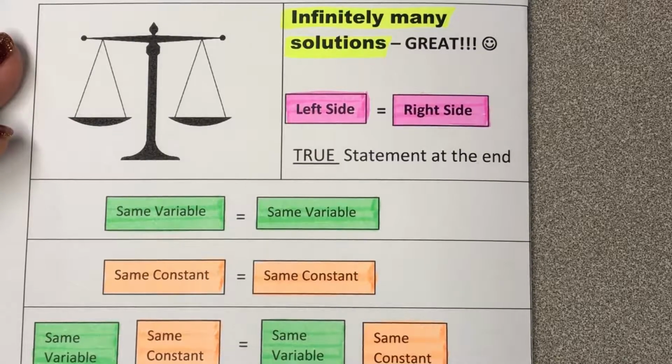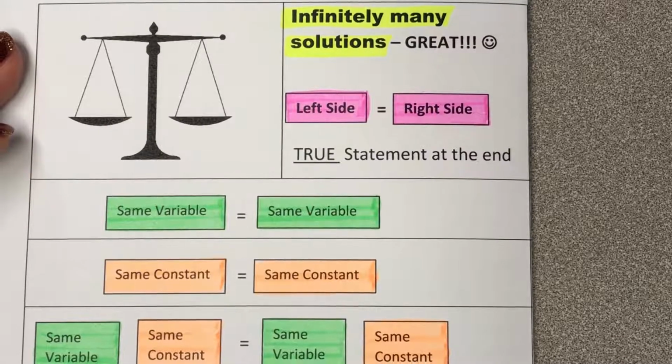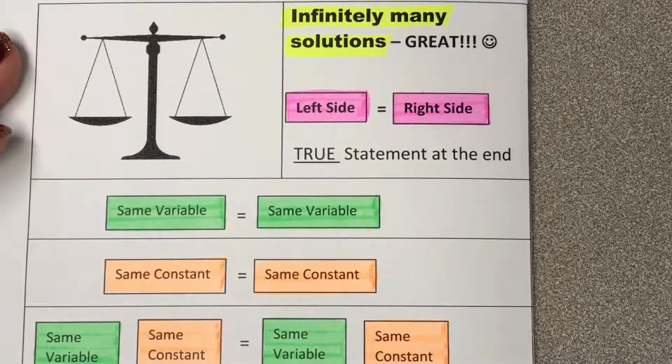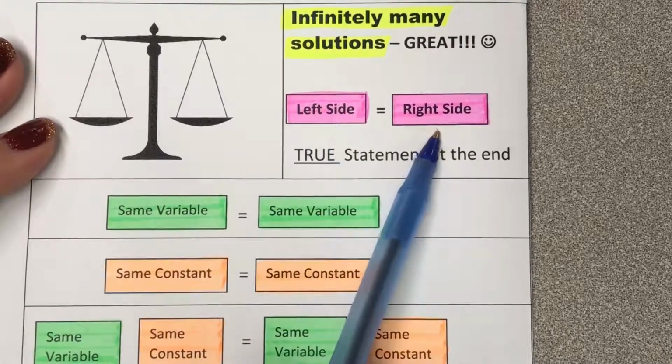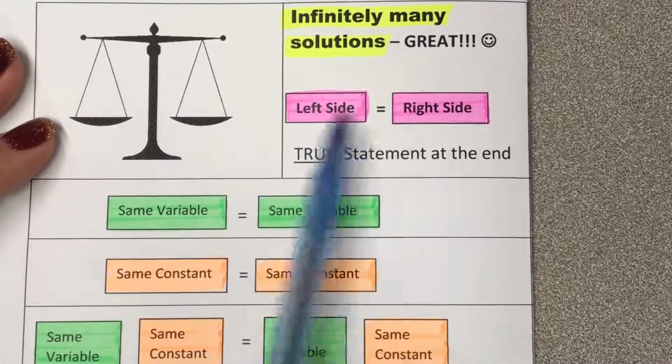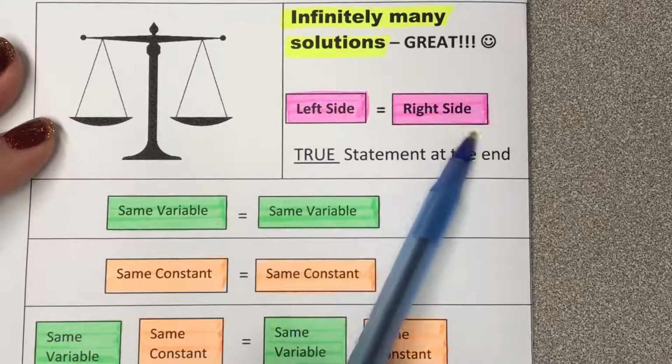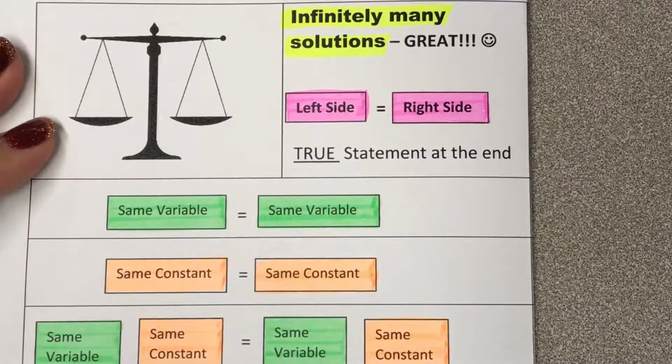This time, there are certain equations that can have infinitely many solutions, so many that all of the numbers you can think of can be solutions for that equation. What kind of equations are those? Left side equals right side. They are completely identical on the left and on the right, or you get a true statement at the end of solving.